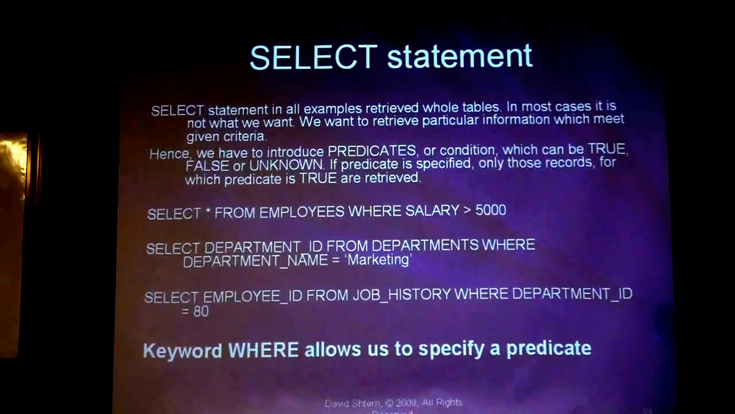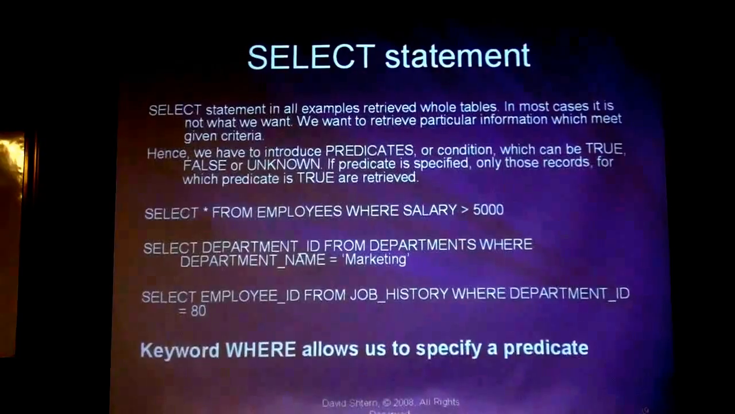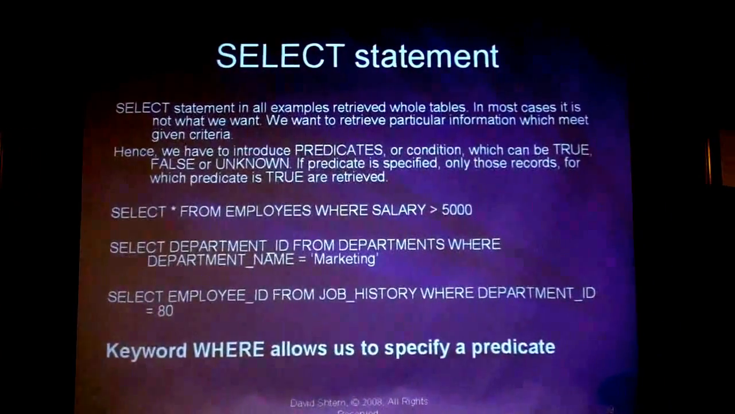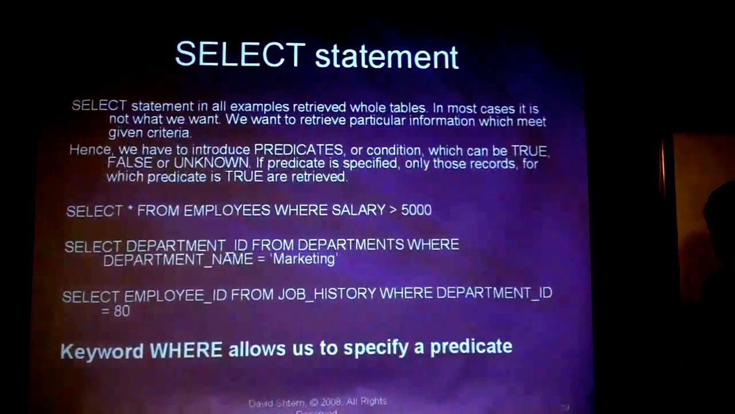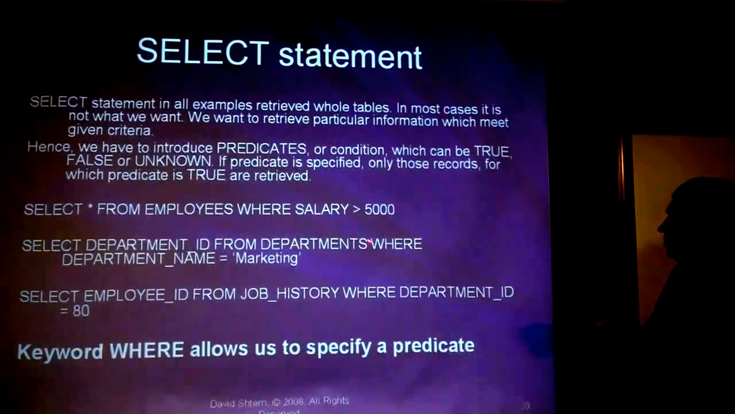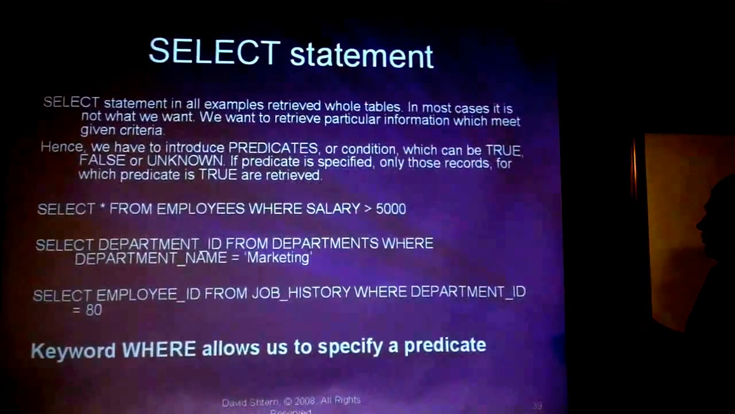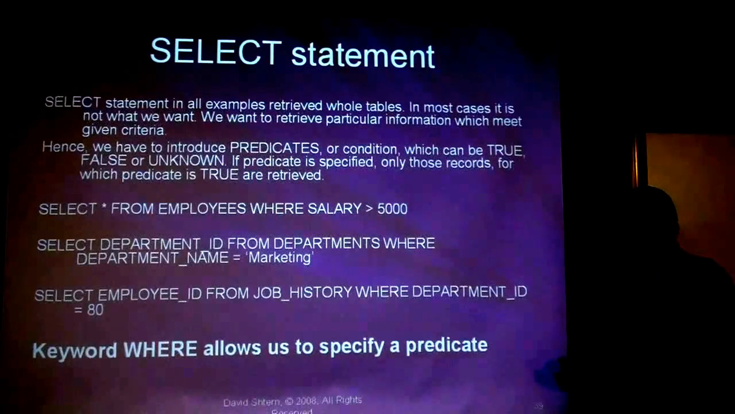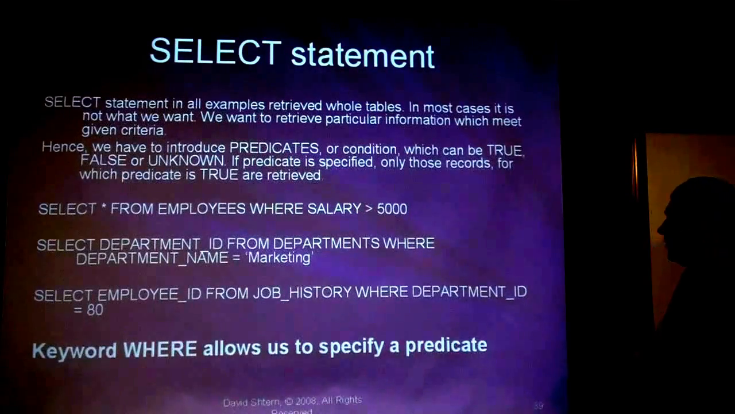This actually allows us to specify the predicate, and this where allows us to retrieve specific records, not fields but records. So if we have 107 employees in a table, we may retrieve only maybe 50% of them, maybe 40%, depending on how many employees satisfy this condition. Or if no one earns more than 5,000, then no one will be retrieved, but that's a valid answer.